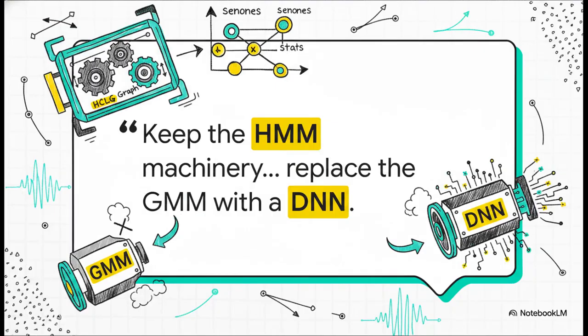Now, as you step into this field, there's a fundamental truth you really need to internalize. We didn't just burn the old systems down to start over from scratch. No, we actually kept the perfectly functioning HMM, that's the Hidden Markov Model, chassis, all the states, the senones, the transition probabilities, and the whole HCLG graph sequence logic. We kept all of that. What we did do was swap out the outdated GMM, the Gaussian Mixture Model, for a deep neural network. It's literally an engine swap. The HMM still drives the sequence, right? But the DNN is this massive, new, high-performance engine determining how well each frame of audio matches a specific sound.